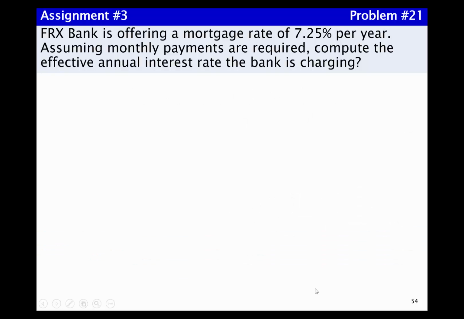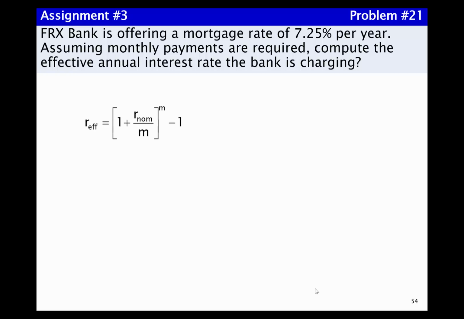Okay, we wrap up now by tackling problems 21 through 24 on assignment 3. Number 21. FRX Bank is offering a mortgage rate of 7.25% per year. Assuming monthly payments are required, compute the effective annual interest rate the bank is charging.